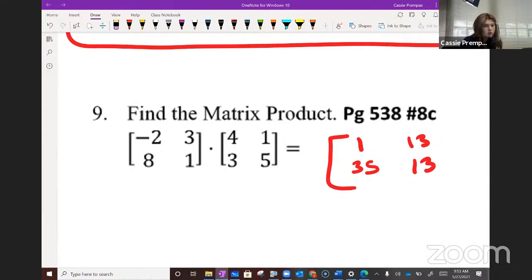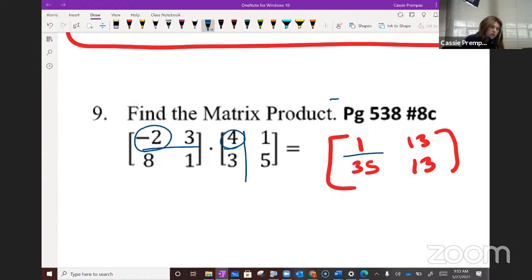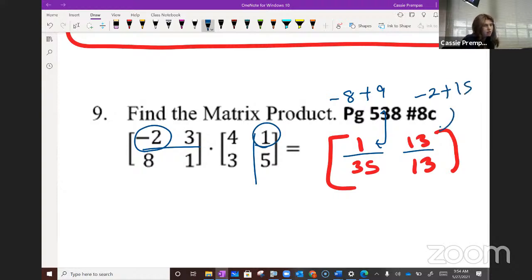If you wanted to know how to do it by hand, this element is in the first row, first column. So I'd line up the first row with the first column, and I would multiply -2 times 4, which is -8, and add that to 3 times 3, which is 9, and so that gives me an answer of 1. If I wanted to know the element in the first row, second column, then I'd line up the first row with the second column, and I do -2 times 1, which is -2, plus 3 times 5, which is 15, and that would give me 13, and I keep going. But I taught you guys how to use your calculator, so you can do that also.